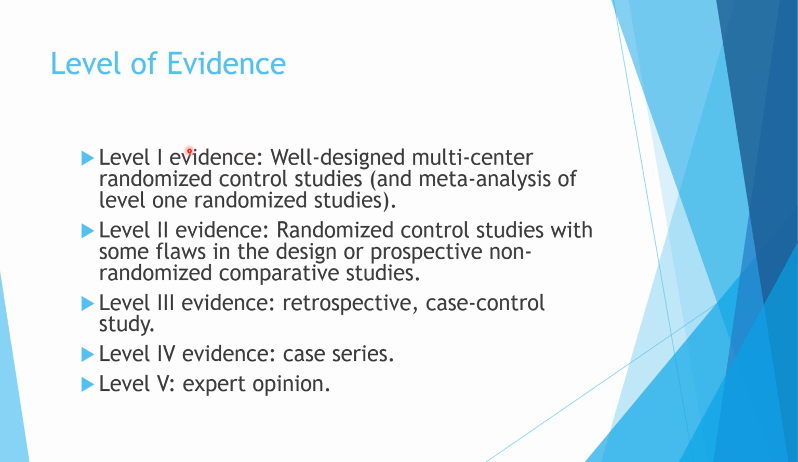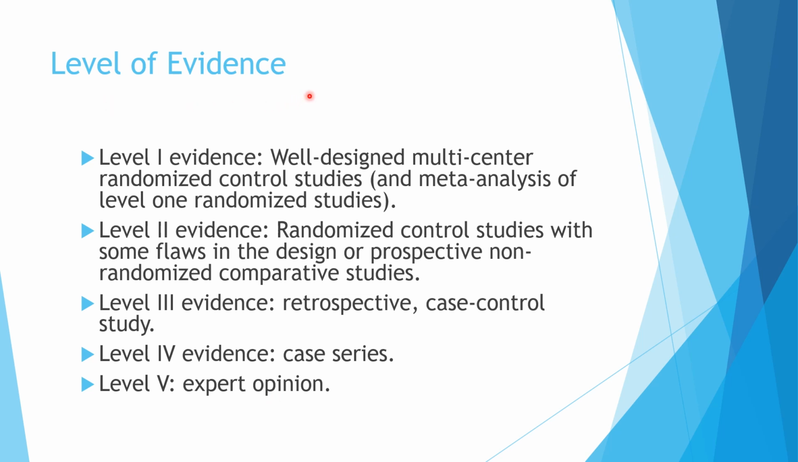So level 1, the highest level, is well-designed, multi-center, randomized control studies, where patients are randomized to the treatment options, or meta-analysis of level 1 randomized studies. Level 2 evidence is randomized control studies with some flaws in the design, or prospective non-randomized comparative studies. Level 3, many of the studies that we use, are retrospective studies with a case control group. If there is no case control group, it's only a case series, that's level 4. If it's an expert opinion, that's level 5.